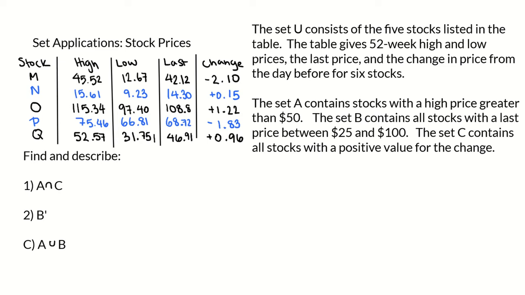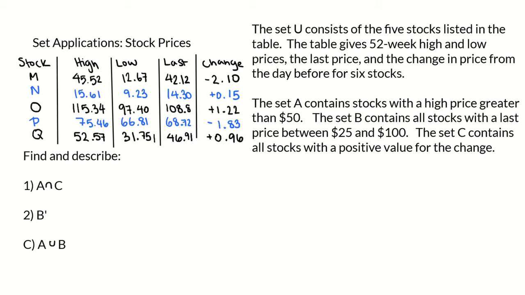One application of sets is in stock prices. In this example, the set U consists of the 5 stocks M, N, O, P, and Q listed in the table. The table gives 52-week high and low prices, the last price, and the change in price from the day before for 6 stocks. The set A contains stocks with a high price higher than $50. The set B contains all stocks with a last price between $25 and $100, and the set C contains all stocks with a positive value for the change.